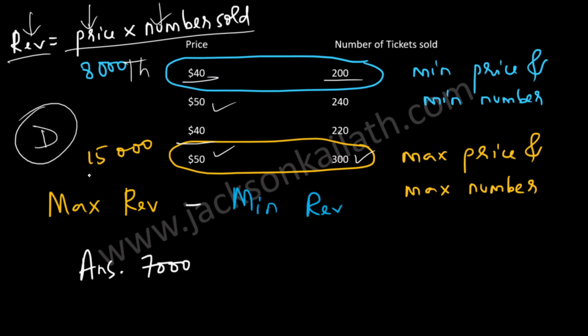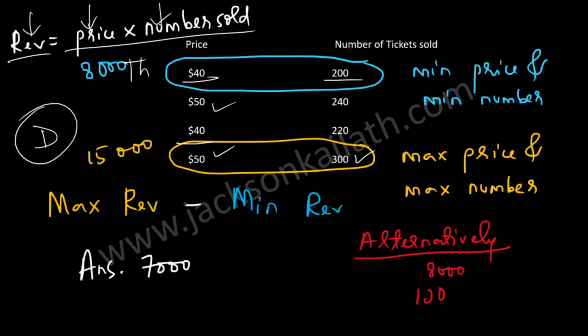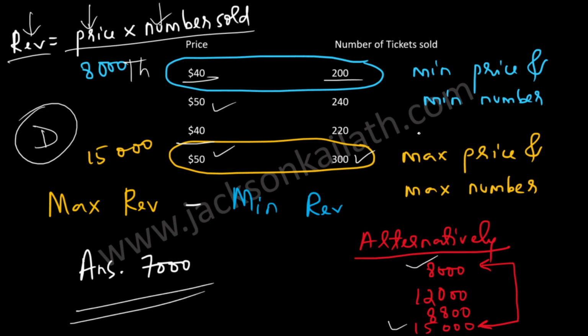which is answer option D. Alternatively, you could just find the product in each of these cases. You'll get 8,000 on Thursday, 12,000 on Friday, 8,800 on Saturday, and for Saturday night you will get 15,000. Then you can see the minimum and the maximum, find the difference, and again you will get the answer as 7,000.